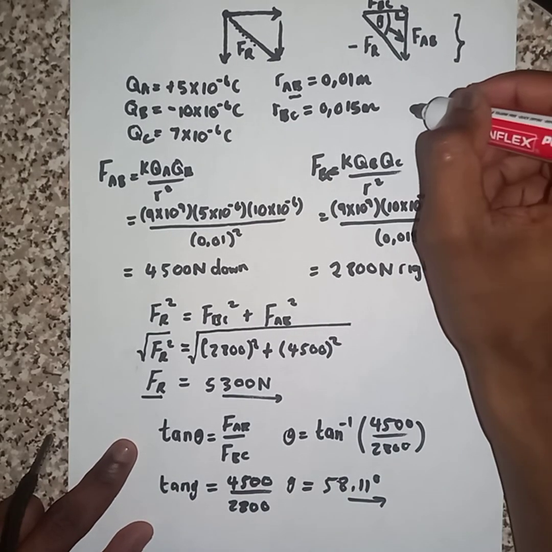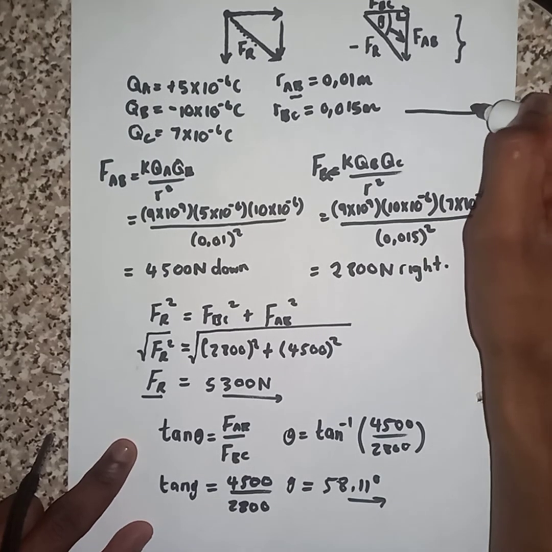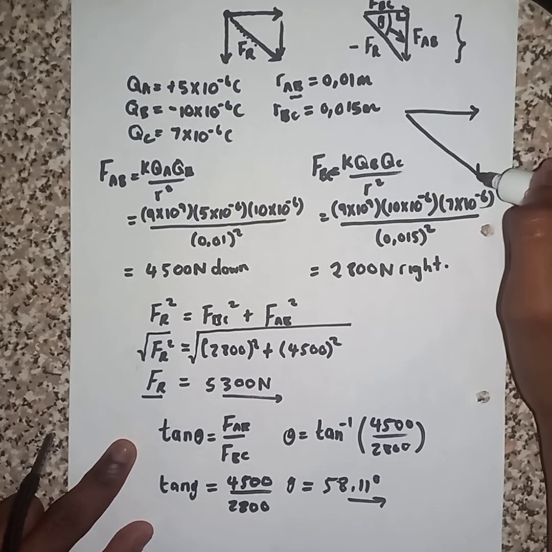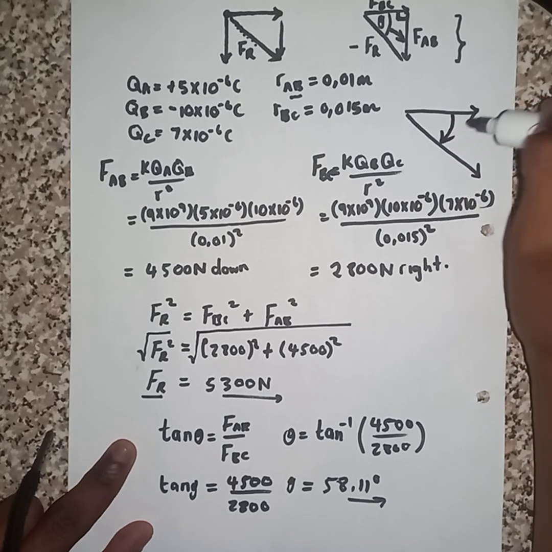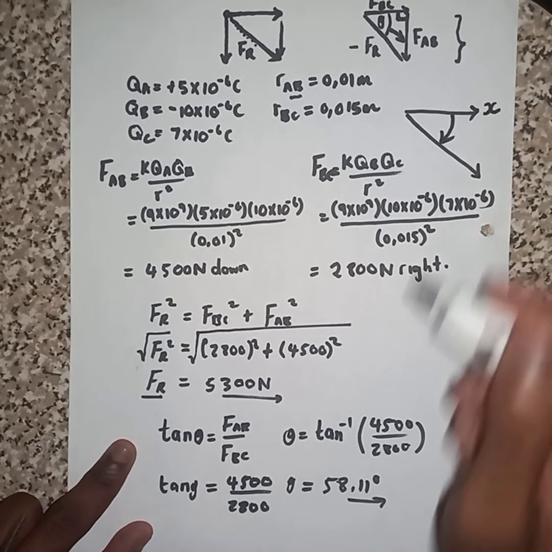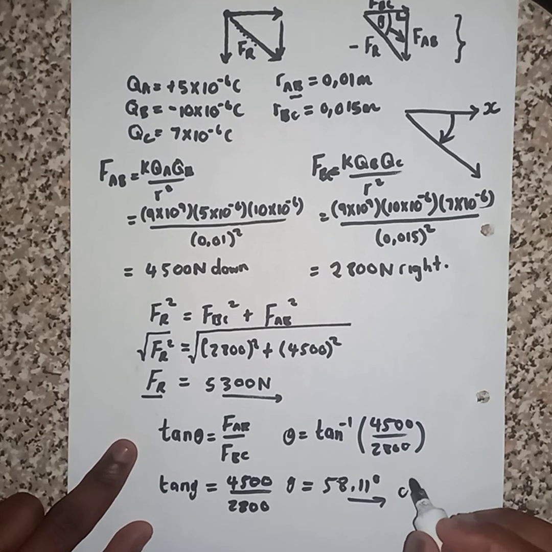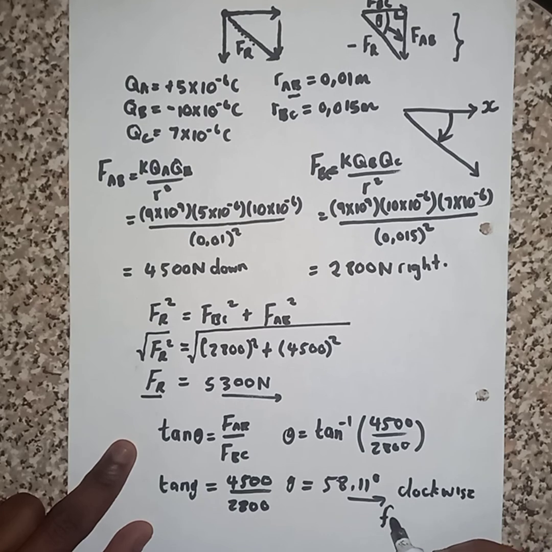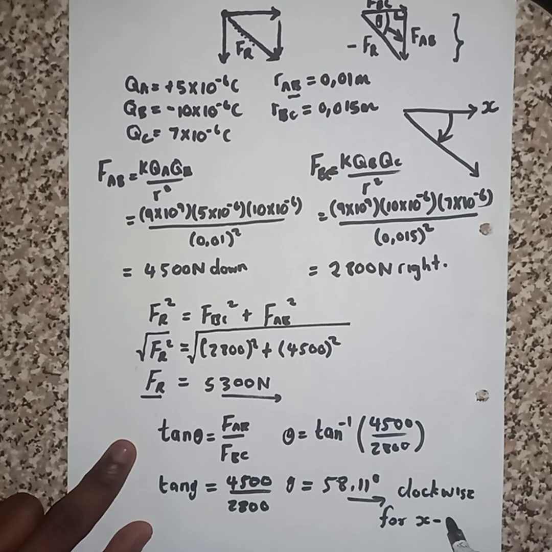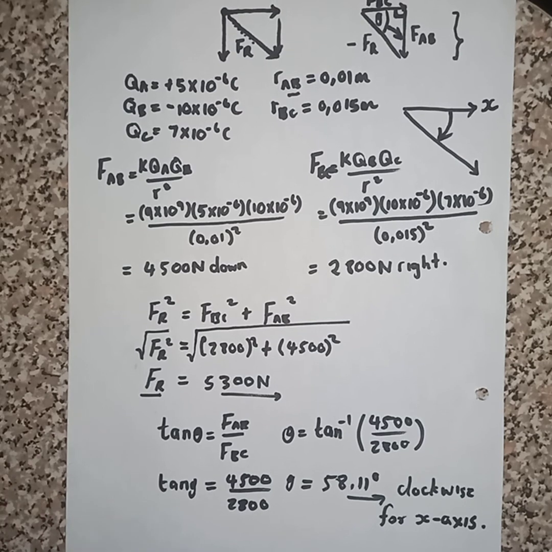clockwise from our x values, clockwise from x-axis. Then this is a two-dimensional problem of electrostatics using Coulomb's law. I hope you understood. Thank you.